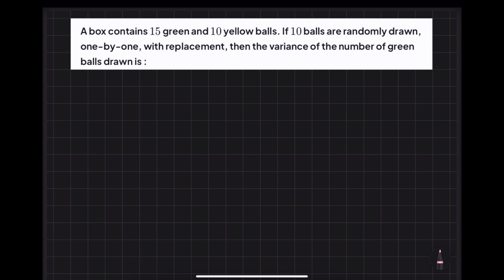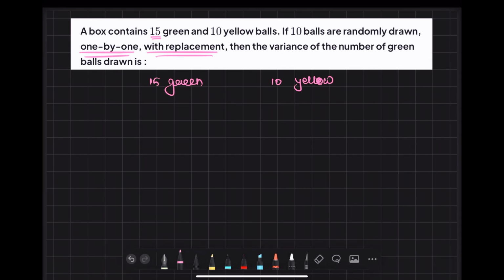So we got a wholesome new problem which says a box contains 15 green and 10 yellow balls. So we have 15 green balls, 10 yellow balls. Okay, if 10 balls are drawn, so you have to handpick 10 balls, that too one by one without replacement, then the variance of the number of green balls is. So you have to find out the variance of green balls.